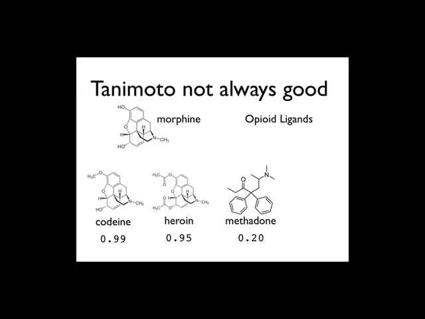And here's a somewhat famous example where you're looking at morphine up here and codeine and heroin, which are all known to bind the same opioid receptors. And morphine and codeine have a 0.99 Tanimoto. With heroin, it's 0.95. But methadone, which is known to bind, and in fact is used therapeutically because of that binding, scores just a 0.2. And so by most measurements, you wouldn't suspect that a 0.2 Tanimoto similarity would imply that they're binding the same receptors. So you can't always rely on Tanimoto for these things.